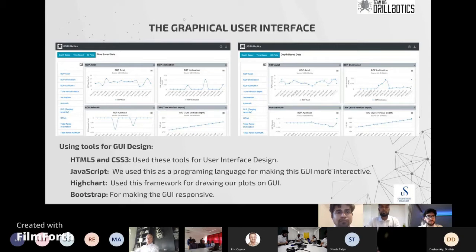For developing this graphical user interface, we have used several tools. For example, HTML5 and CSS3 for making this exclusive UI design. And we use JavaScript as a programming language for making this web GUI more interactive. We have used a third-party library called Highcharts for plotting all the graphs. We also used Bootstrap for making this web GUI more responsive. And last but not least, we have used PHP and MySQL for converting the Excel data into the JSON format.